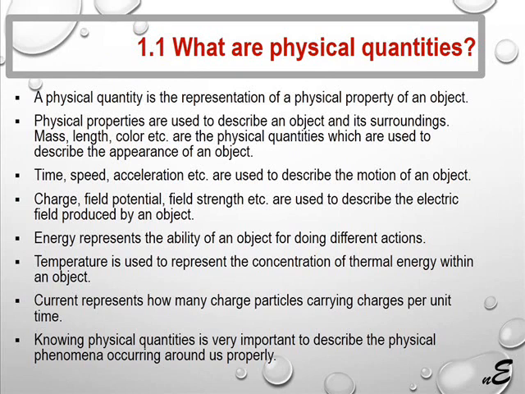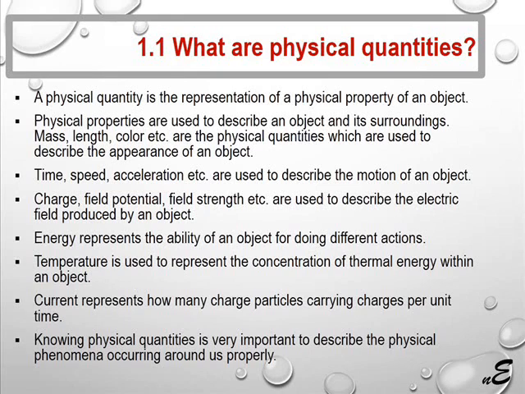1.1 What are physical quantities? A physical quantity is a representation of a physical property of an object. Physical properties are used to describe an object and its surroundings. Mass, length, color, etc. are the physical quantities which are used to describe the appearance of an object. Time, speed, acceleration, etc. are used to describe the motion of an object.